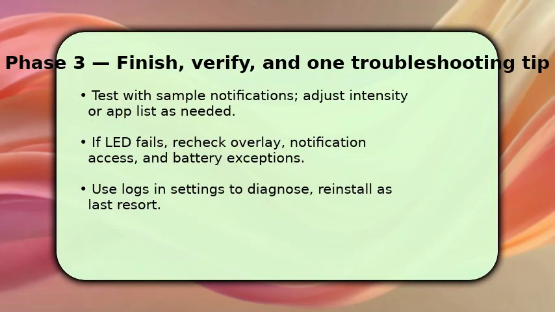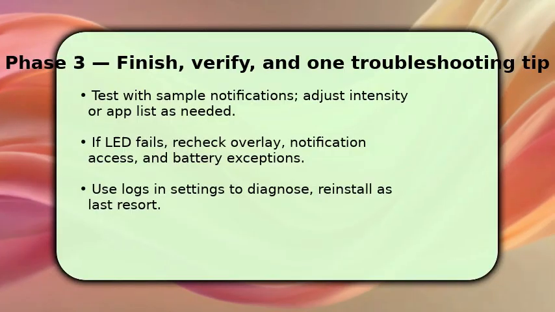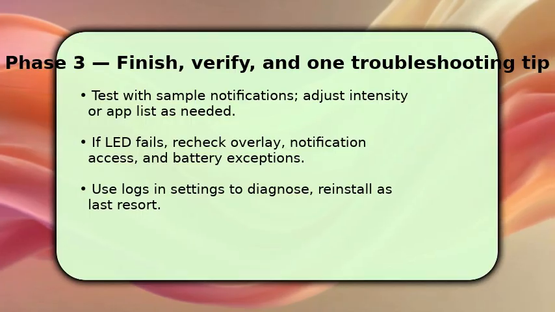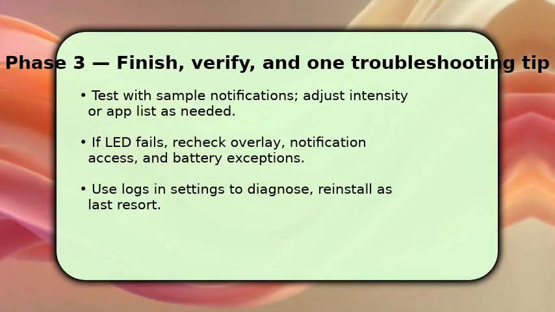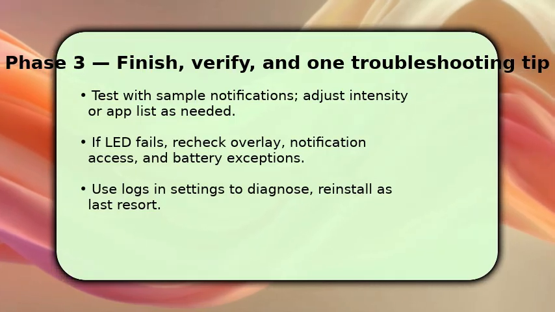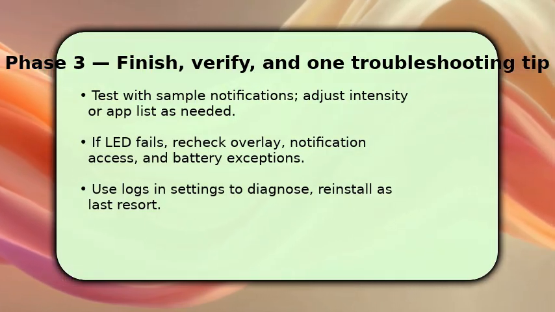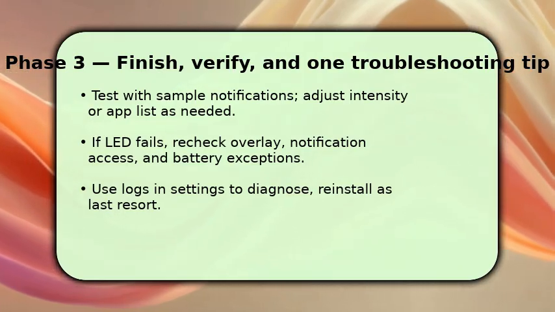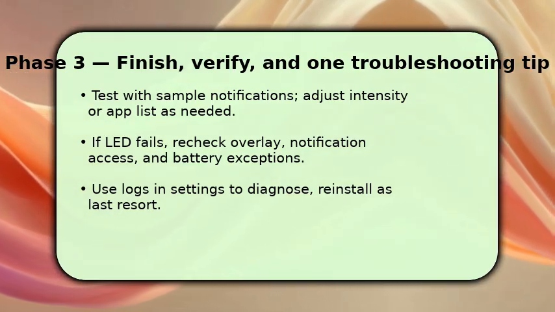To finish, run a test. Send notifications from selected apps and confirm the LED responds. If things look dim or inconsistent, make sure overlay permission and notification access are still granted, and that battery optimization is excluded for Notifybuddy. Next, check the app's logs to identify dropped alerts and tweak sensitivity or app selections.